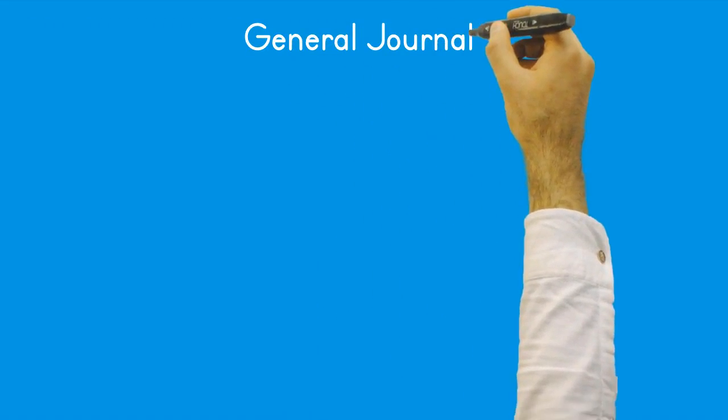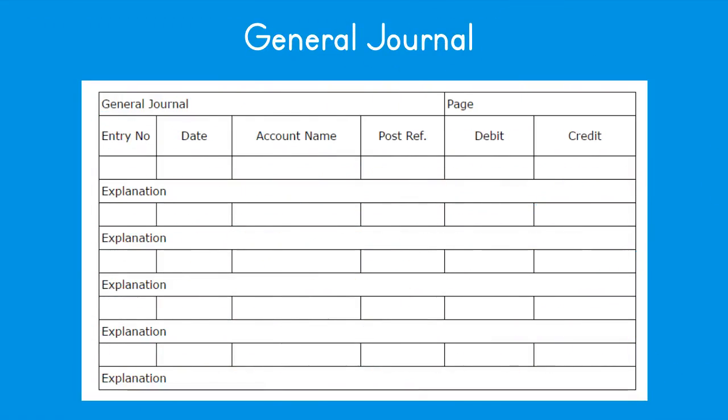The General Journal has these basic features: header with the name of the journal and page. Entry number used as a reference to a specific transaction on the journal's page. Date column to record the date of the transaction.